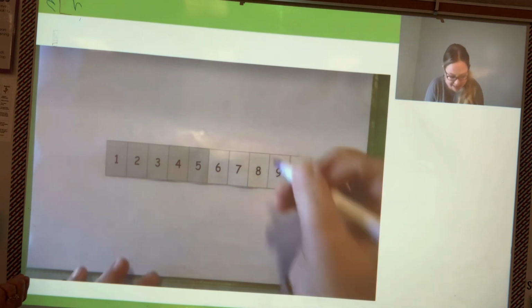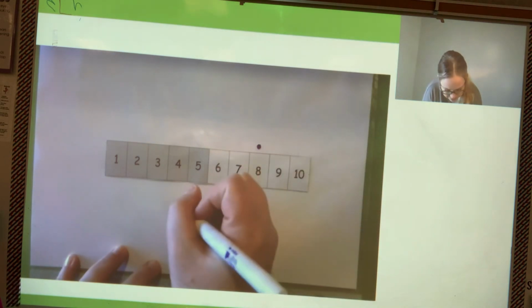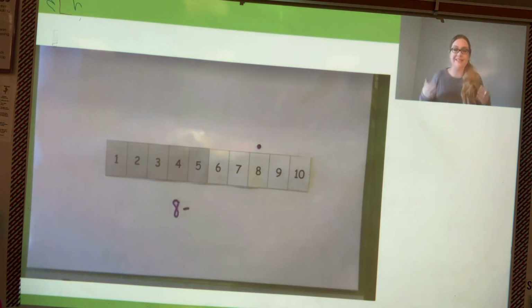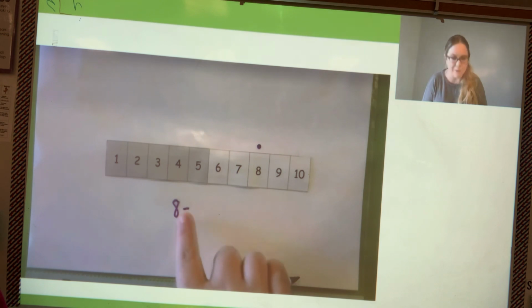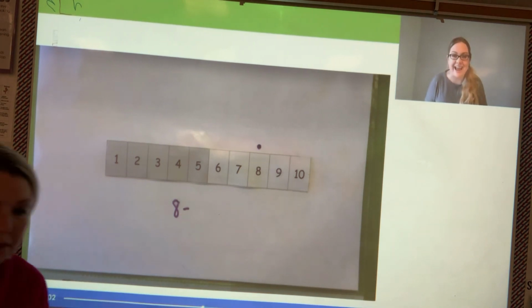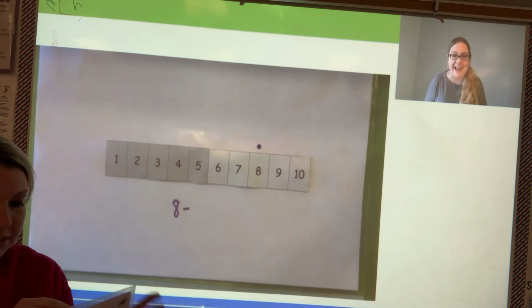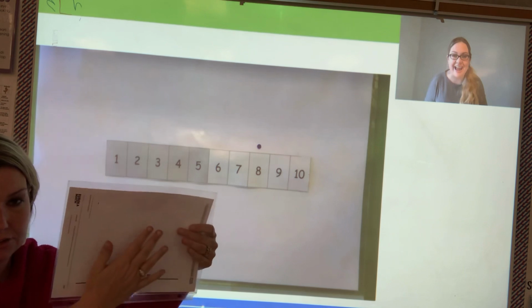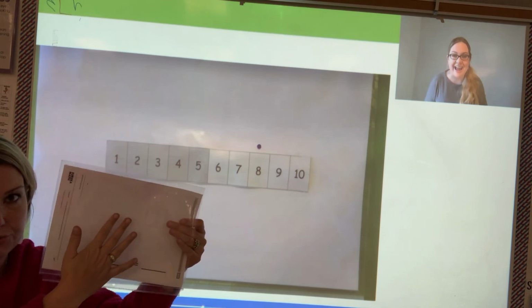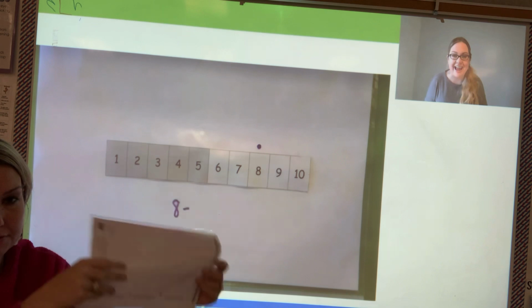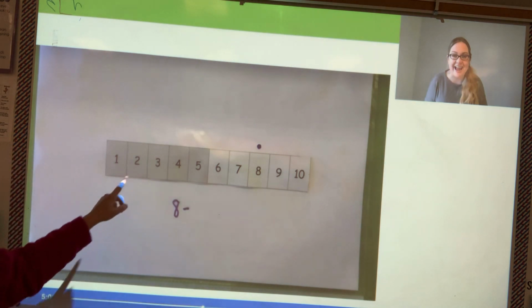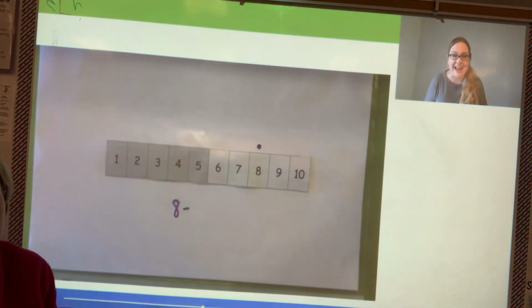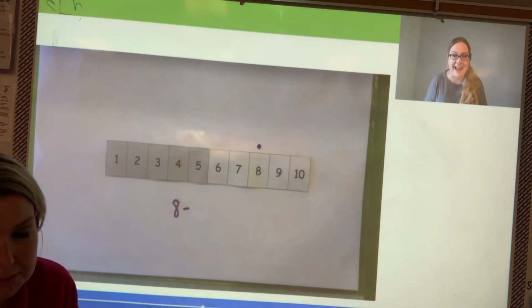So I'm going to mark 8 because that is the number that we started with. And I know this is a subtraction number sentence, so I'm going to write my minus sign right after my 8. Boys and girls, another thing you could do, and I forgot to tell you this, is you can slide your number path inside your sleeve. And then you can do what she's doing with the dots and you don't have to worry about marking on your paper. So if you have a sleeve, I would suggest you doing that.